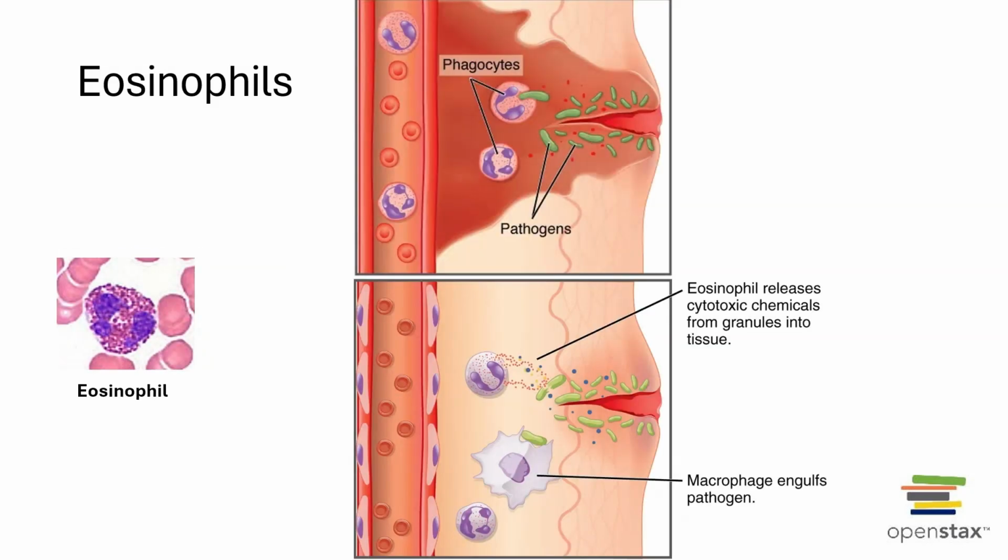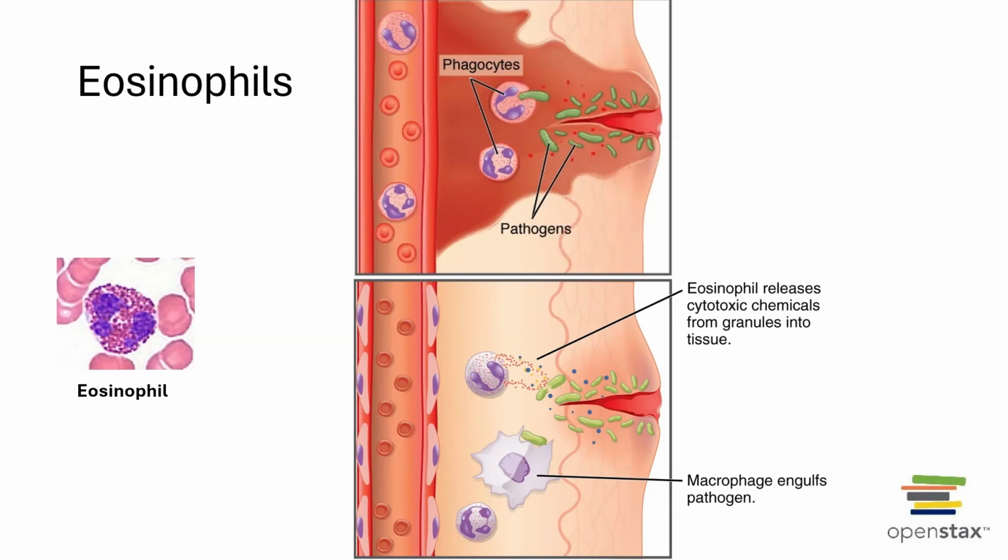Eosinophils have a bilobed nucleus and red staining cytoplasmic granules. These cells are named for the red acidic dye called eosin that stains their granules. Eosinophils release cytotoxic chemicals to defend against parasites, and they are also capable of phagocytosis.